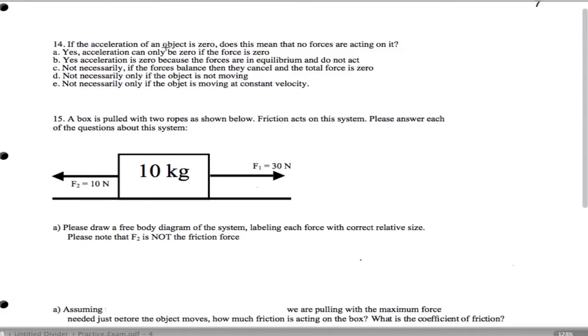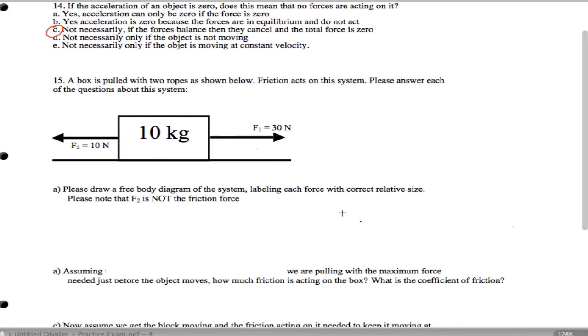Number 14. If the acceleration of an object is 0, does this mean that no forces are acting on it? When we read through the choices, only C is the possible choice because that's been our entire unit: non-accelerating objects with forces acting on them. So, for A, let's go ahead and solve that now.